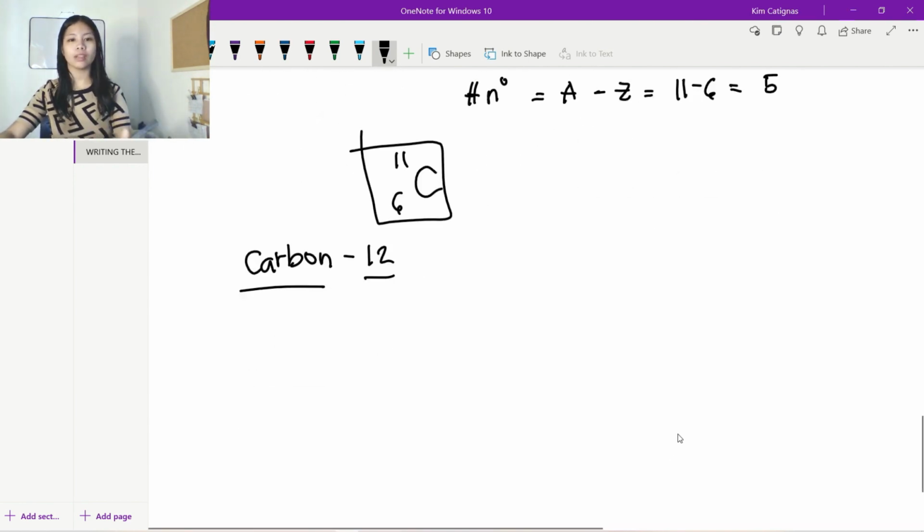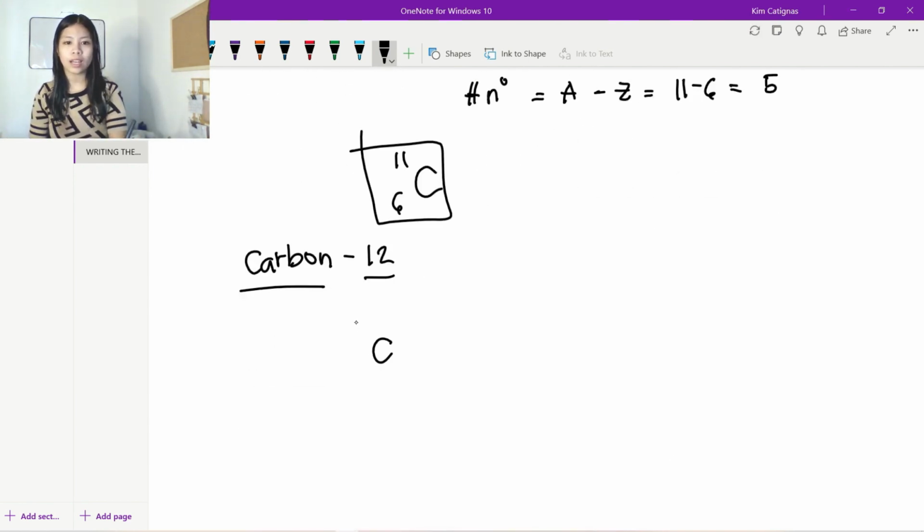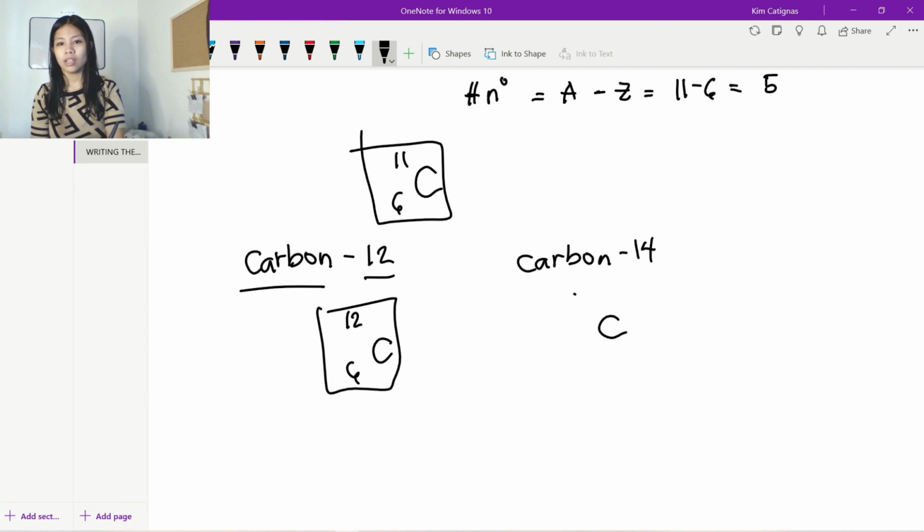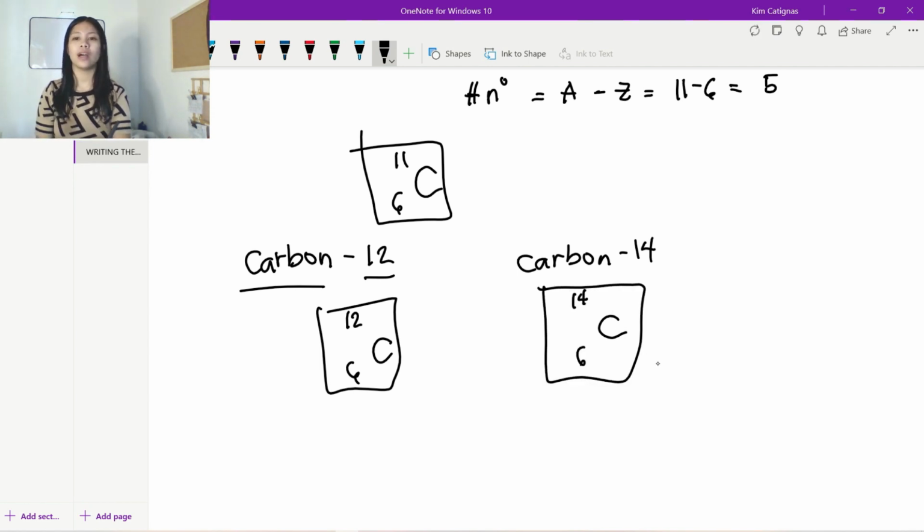So, punta naman tayo kay carbon-12. So, madali lang po siya. C, lagay mo dito yung 12 sa taas, tas yung 6. 6 pa din kasi hindi naman siya nagbabago. Si carbon-14, anong gagawin mo sa kanya? Di syempre, write mo yung C, lagay mo yung 14, lagay mo naman yung 6 dito. So, napakadali lang gumawa ng isotopic symbol.